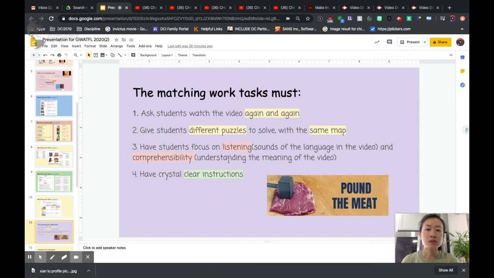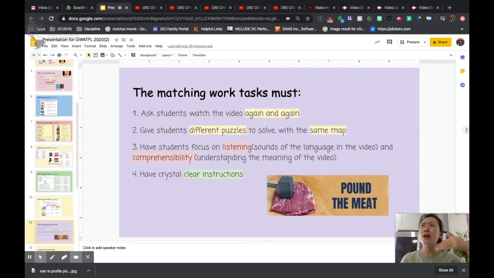Third, have students focus on listening, which means the sounds of the language in the video, and also comprehensibility, which means they understand the content of that video. And you have to give them crystal clear instructions. Think about the worksheet where I put the matching picture with the matching questions, so that students don't get confused.